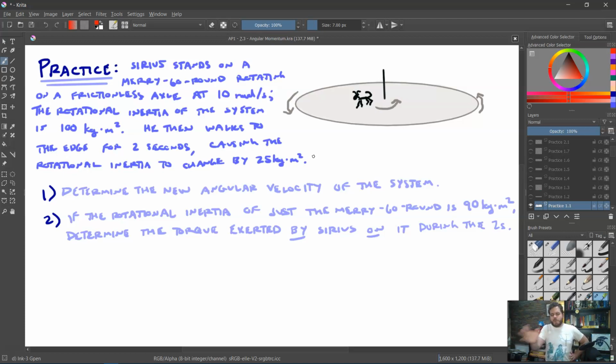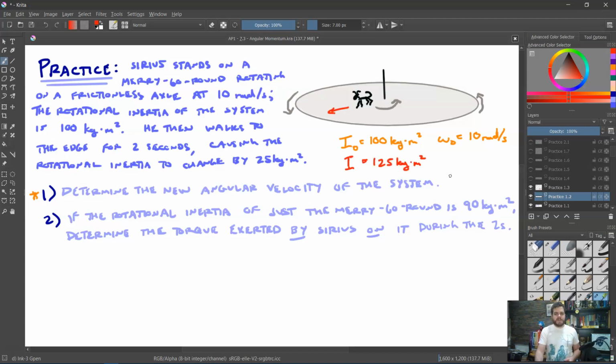As he moves out away from the axis of rotation, is this merry-go-round going to speed up or slow down? Well, in this particular situation, there is no net external torque on this system, because the axle is frictionless, and gravity and a normal force wouldn't be applying a torque here because they're on the axis. So as he moves further away from that axis of rotation, the rotational inertia of the system increases. Initially it was 100 kilograms meters squared, but as he moves further out, it's going to go up to 125 kilograms meters squared, because we said it changes by 25.